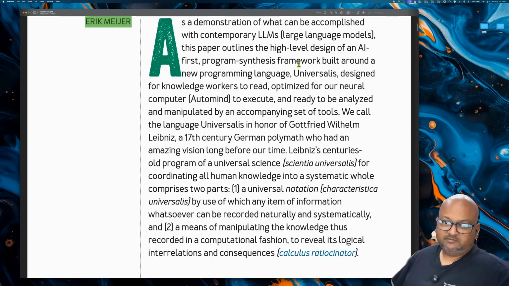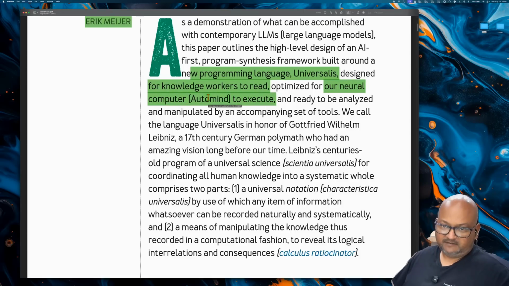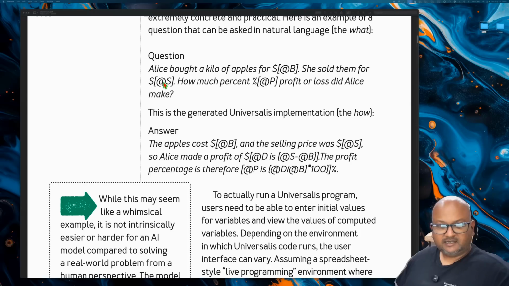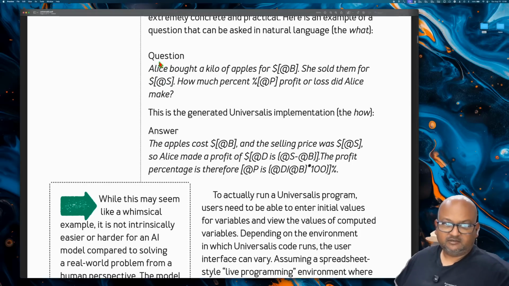So he's proposing a new programming language called Universalis, designed for knowledge workers to read and for what he's calling a neural computer to execute. This neural computer is an LLM. But that sounds pretty abstract. So let's look at an example of what that would look like.